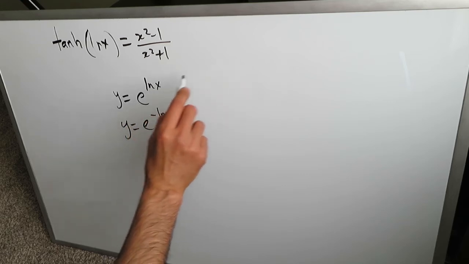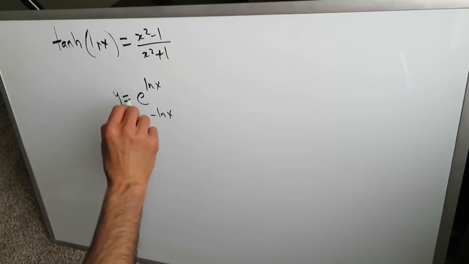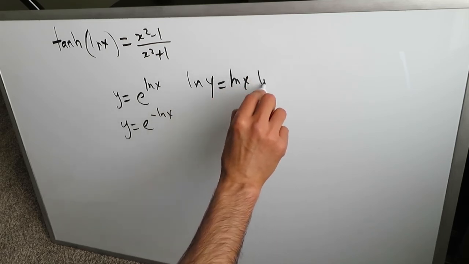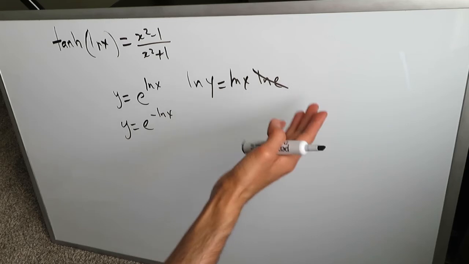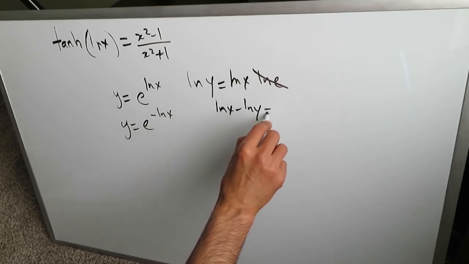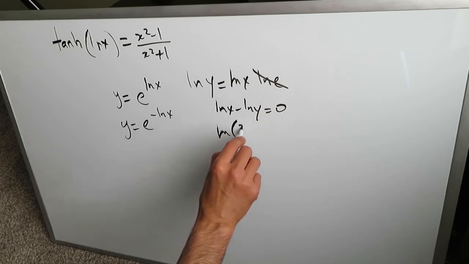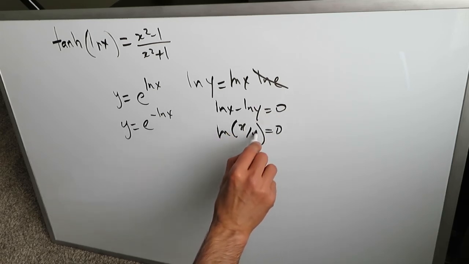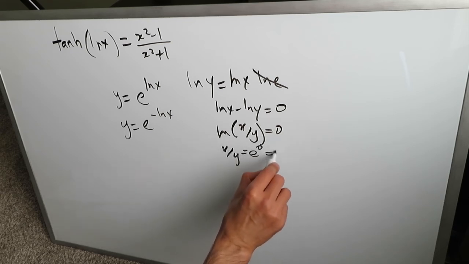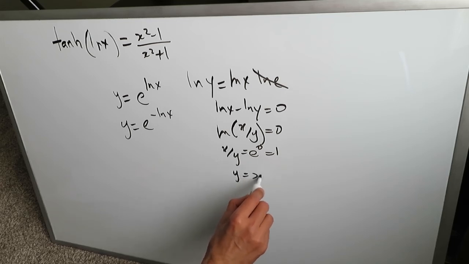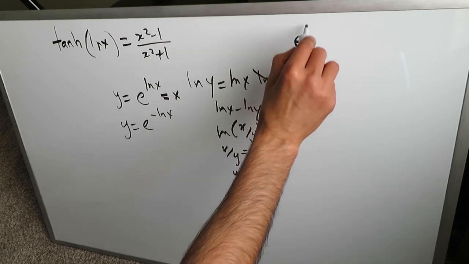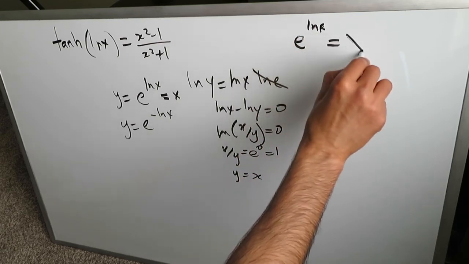If y is equal to e to the power of ln x, you bring the exponent as a coefficient, you do a natural log, right? Natural log y is equal to natural log x times natural log e. This zeroes out as a 1. Bring everything to one side of the equation. Ln x minus ln y is equal to 0. Ln of x over y is equal to 0. You take the natural log on the other side, x over y is equal to e to the 0, which is equal to 1. Therefore, y is equal to x. So when you see e to the ln x, you should be thinking x. When you see e to the ln x, you should be substituting it with an x.